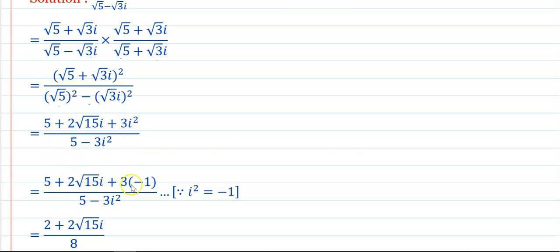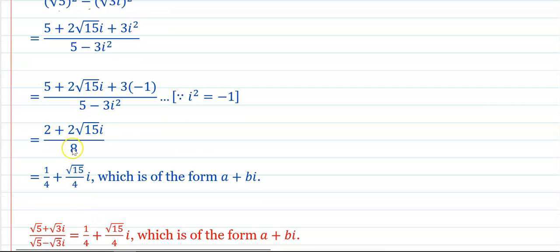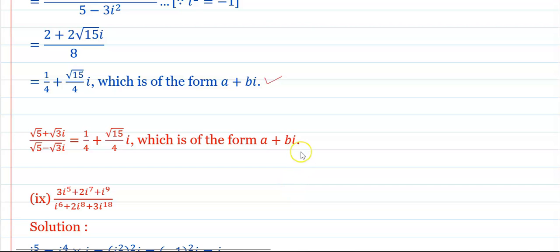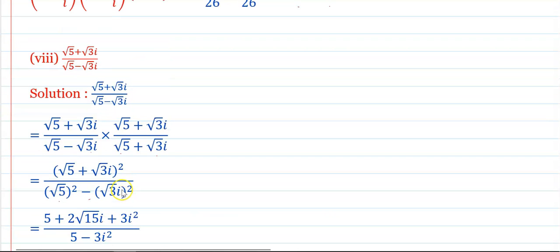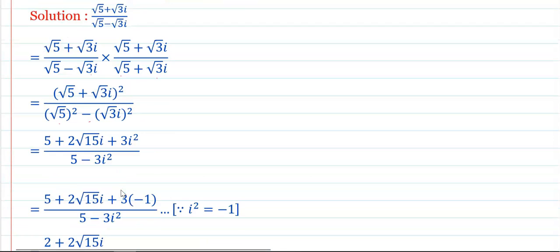I square is minus 1. 3 into minus 1 gives minus 3. 5 minus 3 gives 2 plus 2 root of 15i upon 8. Dividing by 8, 2 upon 8 gives 1 by 4, and 2 root of 15i upon 8 gives root of 15i upon 4, which is in the form a plus bi, and hence this is the answer. Simple multiplication: multiply by the conjugate of the denominator.